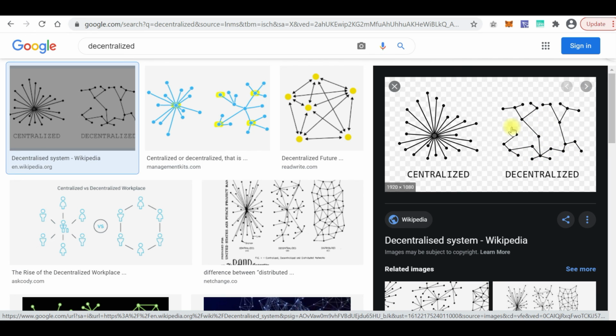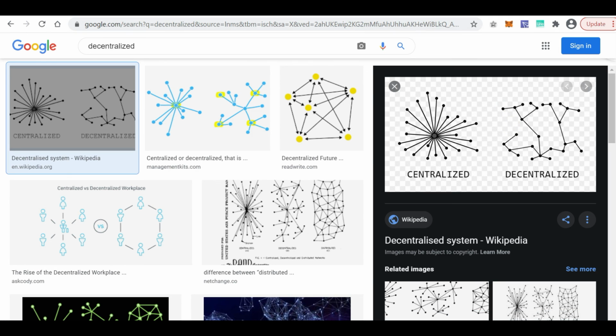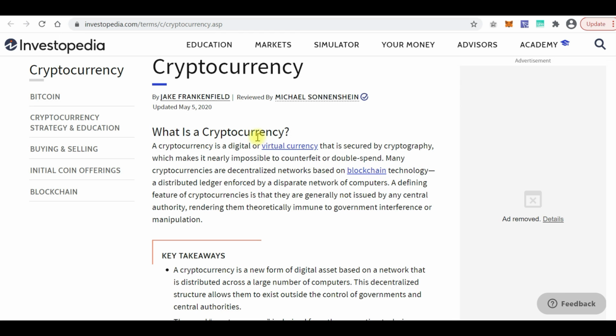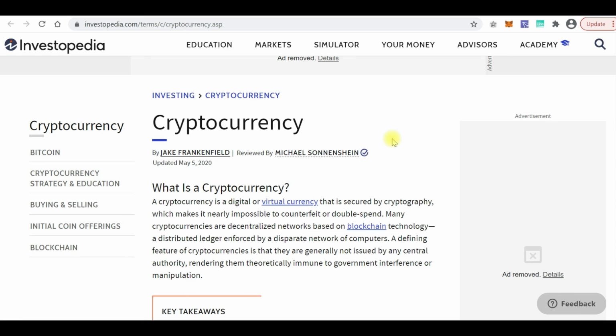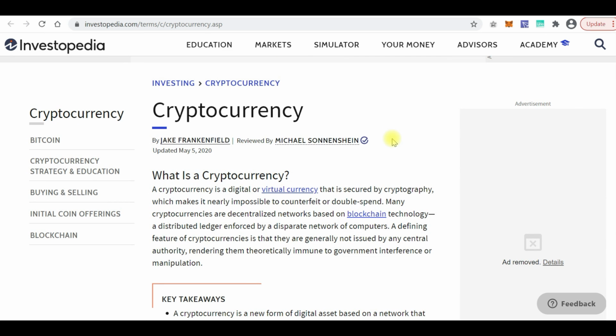So this is basically what cryptocurrencies are. They are virtual money secured by cryptography, which makes it nearly impossible to counterfeit or double spend. Many cryptocurrencies are decentralized networks based on the blockchain technology, a distributed ledger enforced by a disparate network of computers. That's a network of computers that are in different locations, different places, mining the Bitcoin. So that is it basically on what is cryptocurrency. So it's not a big deal. It's very simple to understand. So with this, I hope you guys have more than a basic understanding of what cryptocurrencies are.